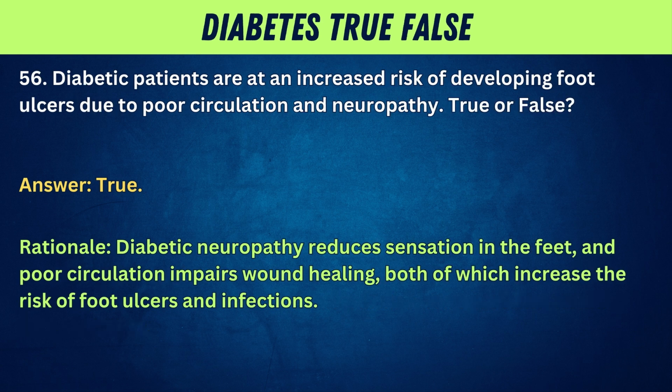56. Diabetic patients are at an increased risk of developing foot ulcers due to poor circulation and neuropathy. True or false? Answer: true. Rationale: diabetic neuropathy reduces sensation in the feet, and poor circulation impairs wound healing, both of which increase the risk of foot ulcers and infections.